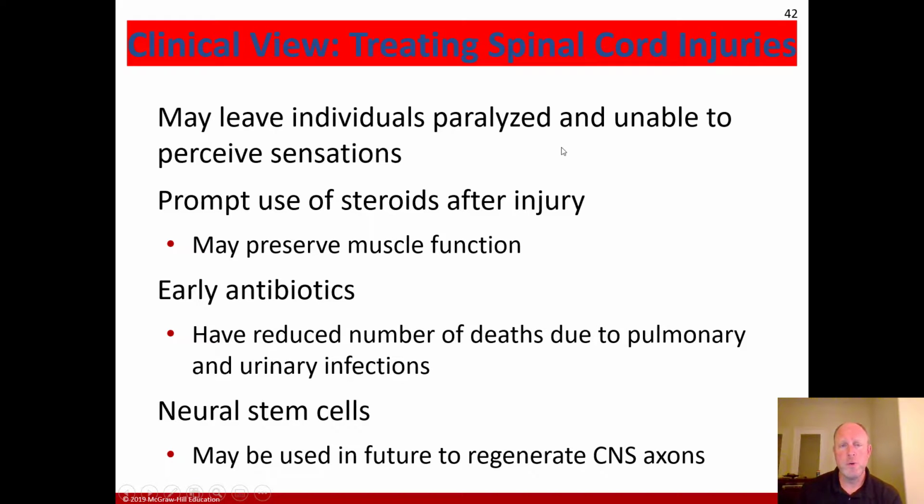From a clinical view, treating spinal cord injuries is important to know later, less vital now, but vital for later. It can leave individuals paralyzed and unable to perceive sensations. The prompt use of steroids after injury may preserve muscle function. Early antibiotics have reduced the number of deaths due to pulmonary and urinary infections. Neural stem cells may be used in the future to regenerate CNS axons.